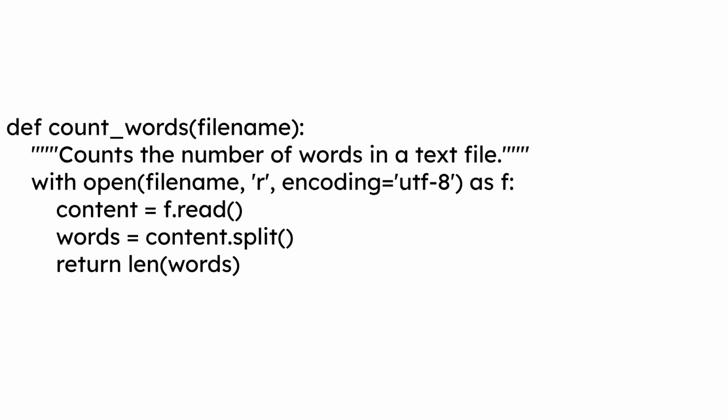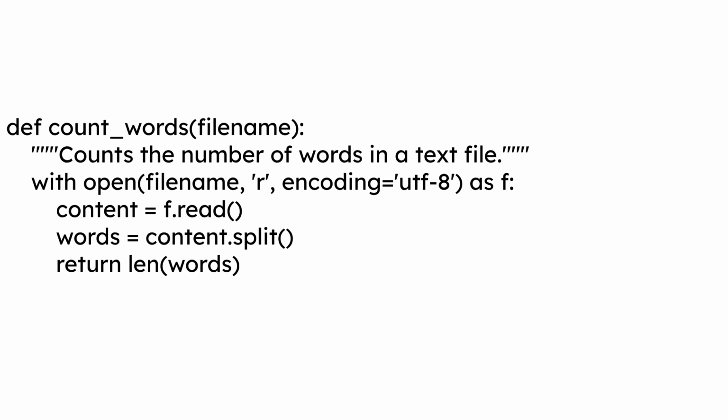Inside that cabinet, we have content = f.read(). This reads the entire text file from start to finish and stores it as a giant block of text. Then comes words = content.split(). This is where we chop up that giant block of text. The dot split function automatically breaks the text apart wherever there was a space. So it turns a long paragraph into a neat list of individual words.